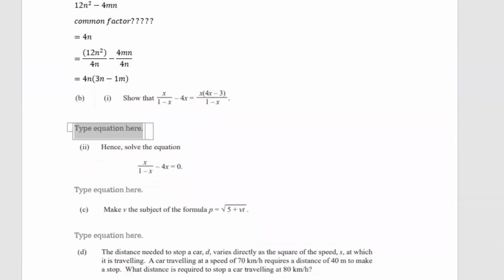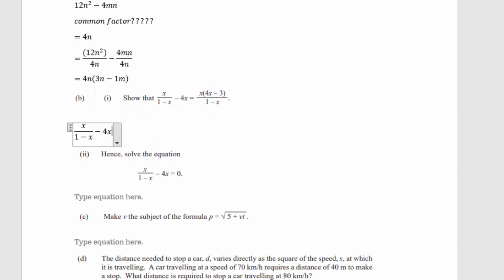Part B now says, part 1 says, show that x over 1 minus x minus 4x is equal to x, then in bracket 4x minus 3 over 1 minus x. So what we're doing, we're showing that x divided by 1 minus x minus 4x is equal to that on the right hand side. So what we'll do first is find our LCM.